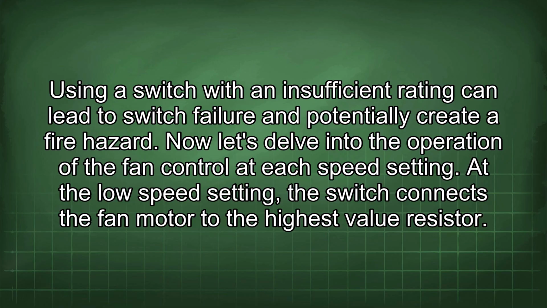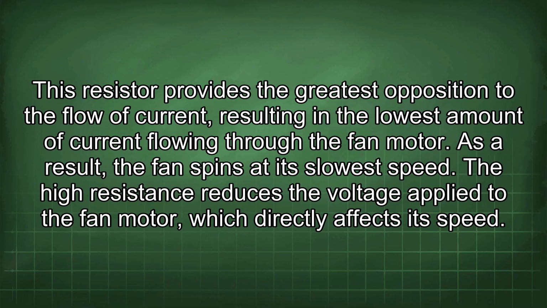Now let's delve into the operation of the fan control at each speed setting. At the low speed setting, the switch connects the fan motor to the highest value resistor. This resistor provides the greatest opposition to the flow of current, resulting in the lowest amount of current flowing through the fan motor. As a result, the fan spins at its lowest speed.